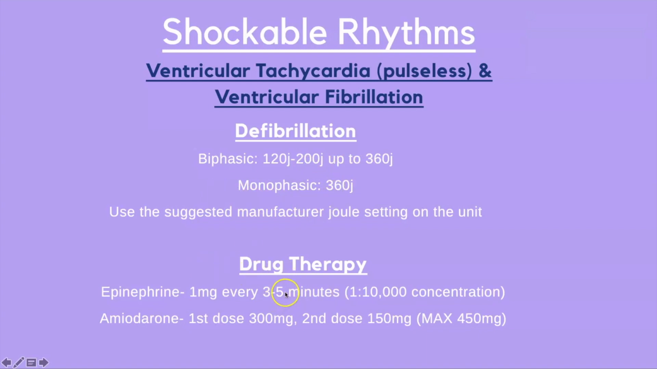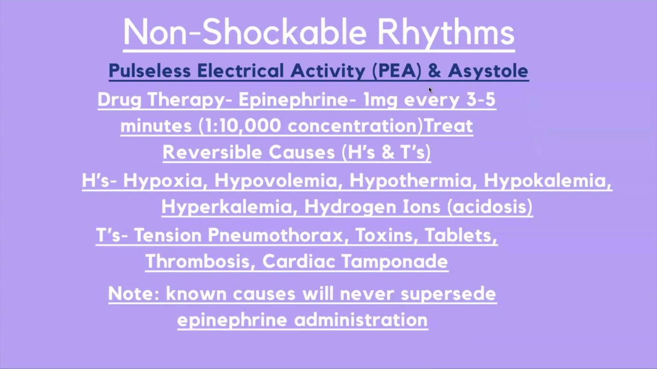What are we giving? Drug therapy. We're gonna give epinephrine 1 milligram every 3 to 5 minutes. Amiodarone, they like to test this too. The first time that you give amiodarone for either pulseless VTAC or VFib, your first dose would be 300, second dose 150, because the max dose is 450, all right? So you add these up and you get 450.